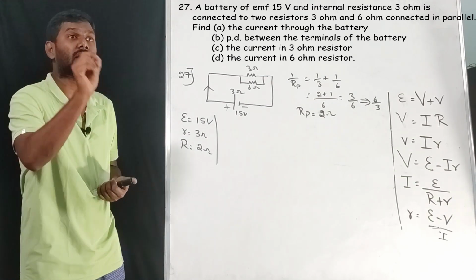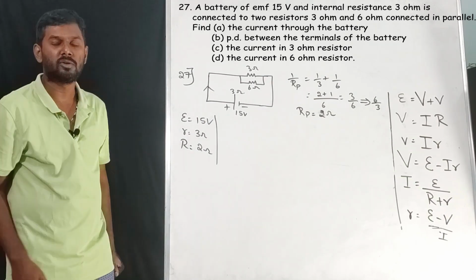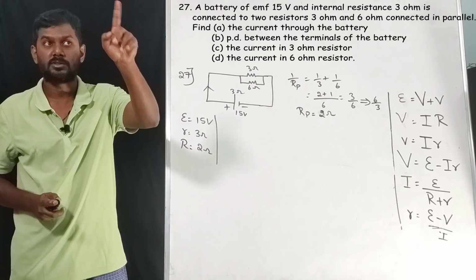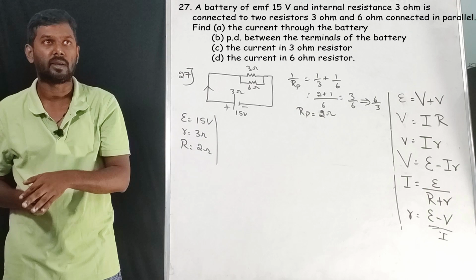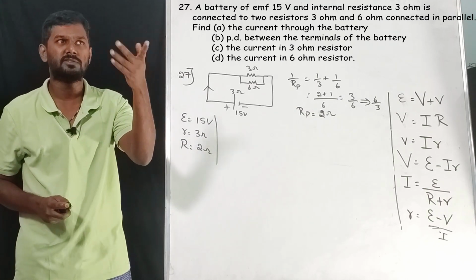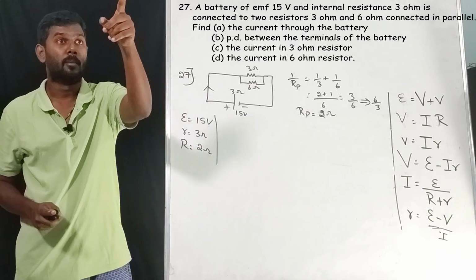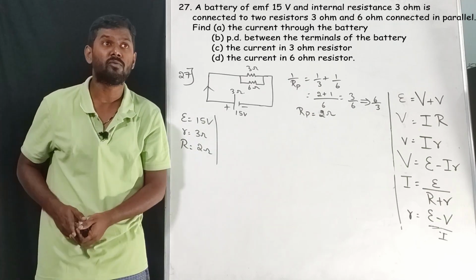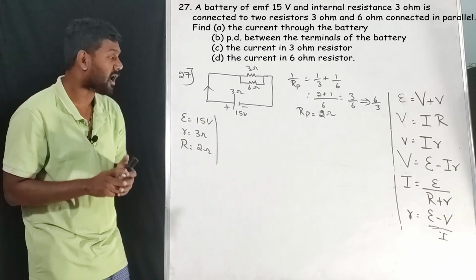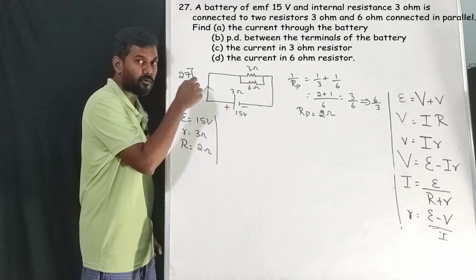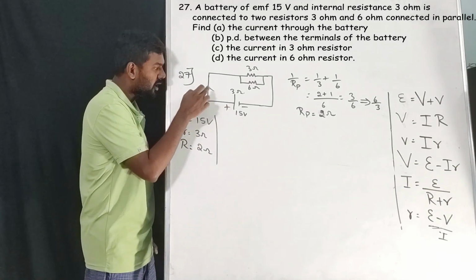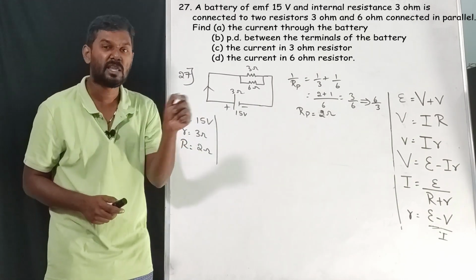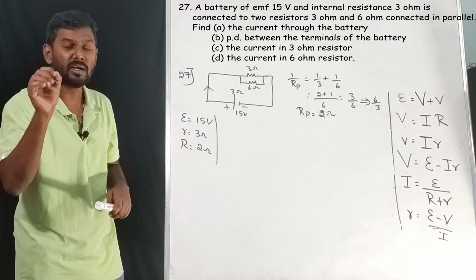First question, the current through the battery. Very important question. Why? Because we are going to find two currents. First sub question A, the current through the battery. Second sub question, potential difference, that we can learn later. The third sub question, the current in the 3 ohm resistor and the current in the 6 ohm resistance. Whenever they talk about current through the battery, we have to use EMF, the E value, to find current.